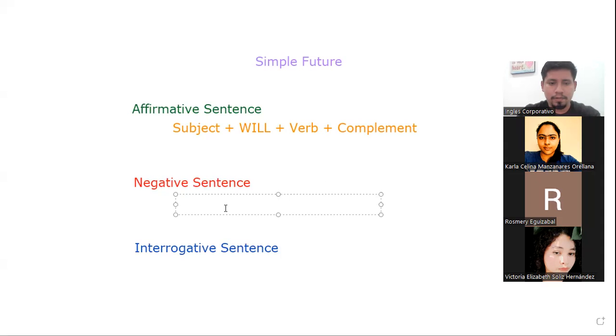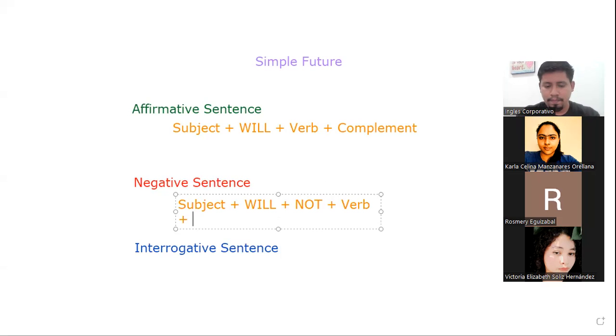For the negative sentence, we are going to use the same structure. Subject, will, and we're going to include the adverb not, plus the verb in base form, and a complement. So: subject plus will not, plus verb, plus a complement.